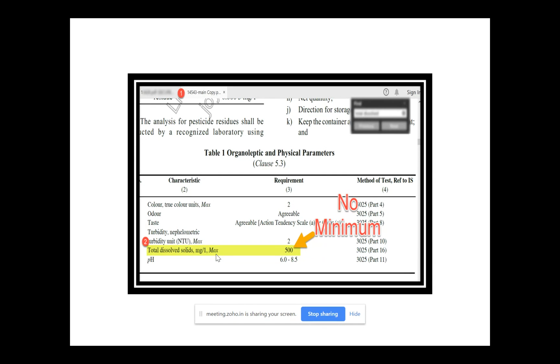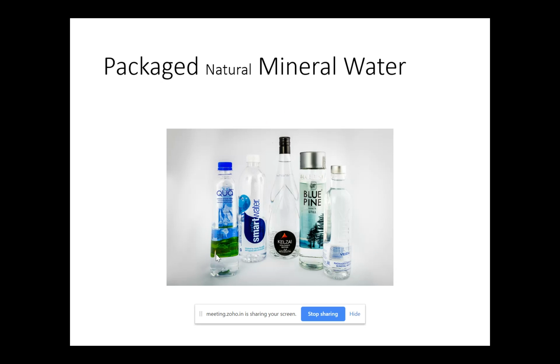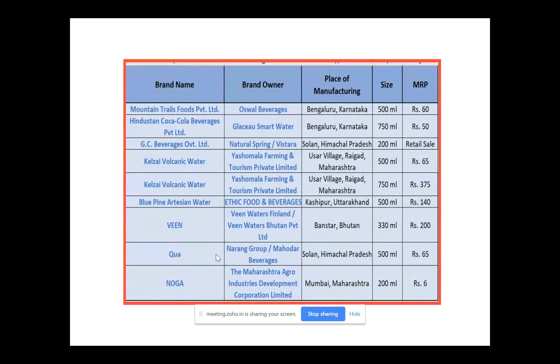The reason I will tell you is that whenever we have a source of water, the source may be anything. It may be a borewell. If you take the water from the borewell, normally people say that our borewell has beautiful water or our source water is beautiful. And if we think of making mineral water from that, and making money like these people are making, this Veen water, 200 rupees for 300 ml only.